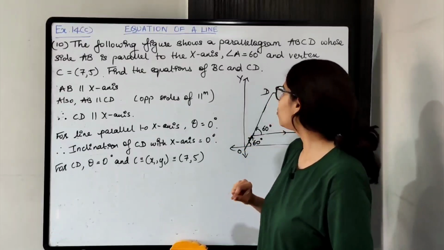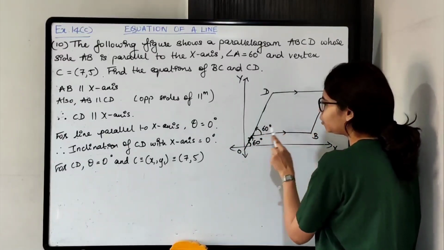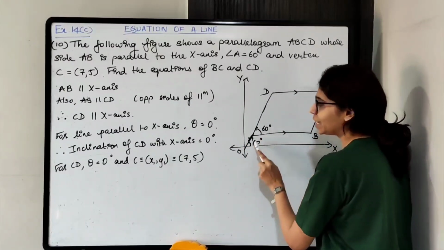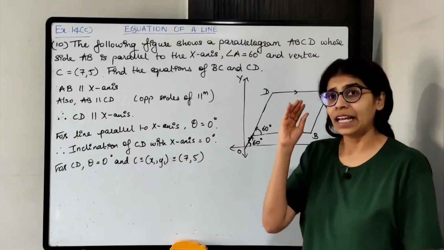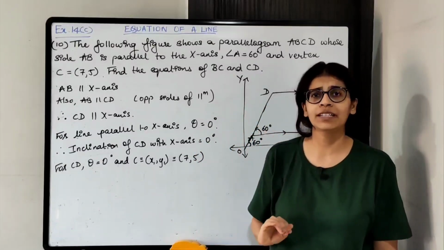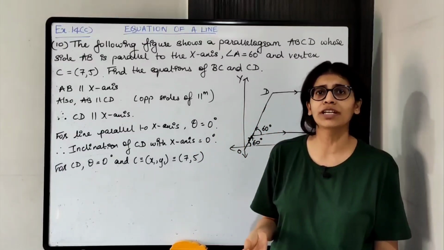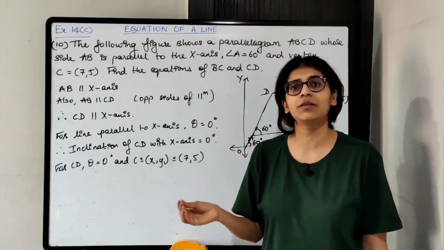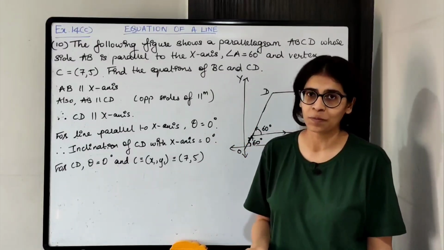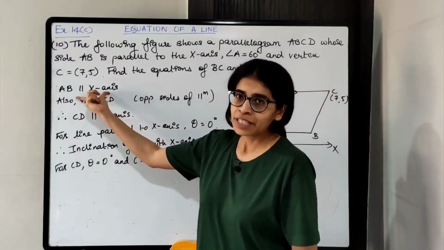For slope we know that CD is parallel to AB and AB is parallel to x axis. So I can say CD is parallel to x axis and any line which is parallel to x axis, its inclination will be 0. So this is a very basic property which you are supposed to know. Now few statements again to write.